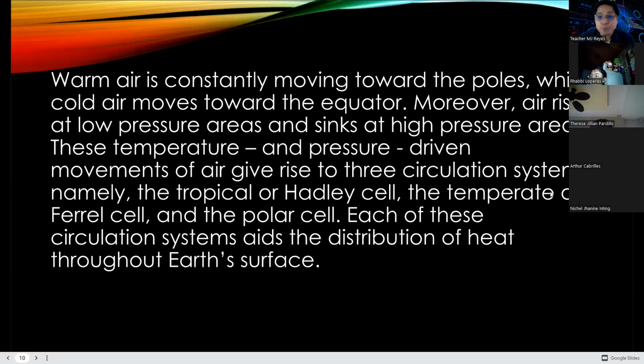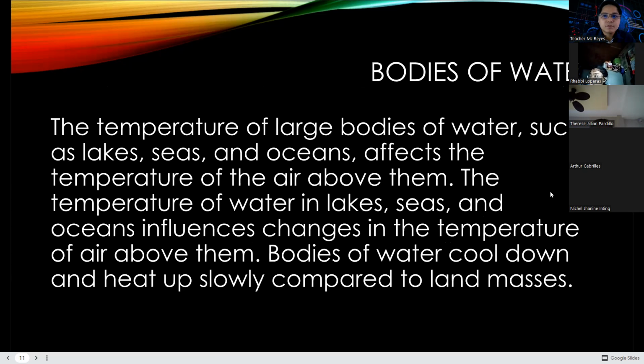This temperature and pressure driven movement of air gives rise to three circulation systems, namely the tropical or Hadley cell, the temperate or Ferrel cell, and the polar cell. Each of these circulation systems aids the distribution of heat throughout the Earth's surface.